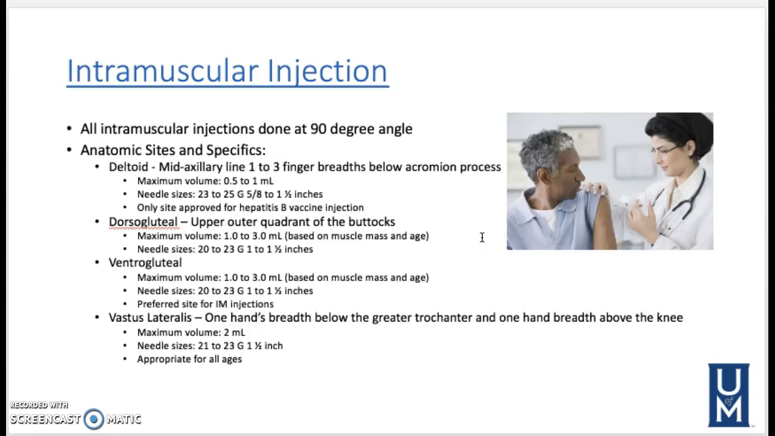So the max here is 2 mils, not quite as much as our dorsogluteal and our ventrogluteal, but still a nice 2 milliliter amount. A little bit smaller than the other needles we had just discussed, just 21 to 23 gauge, and you may use up to 1 1/2 inch, just depending on the size of your patient's thigh.